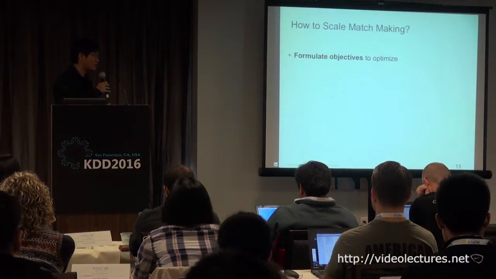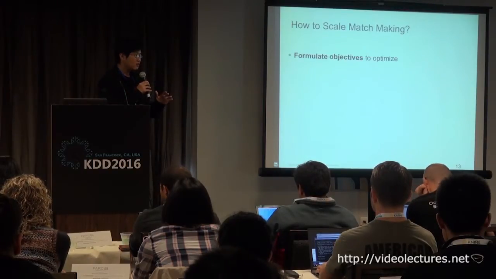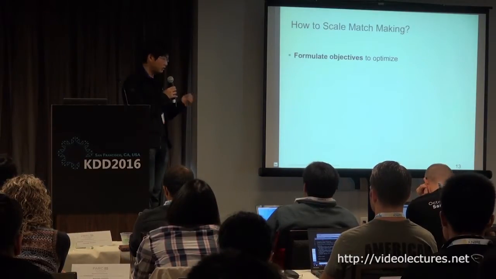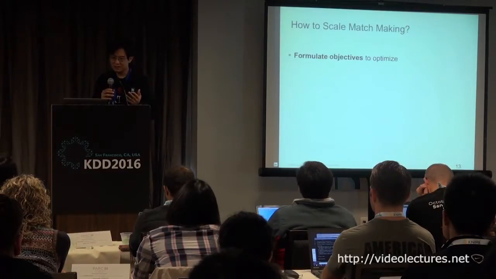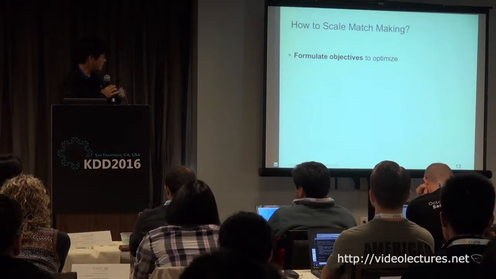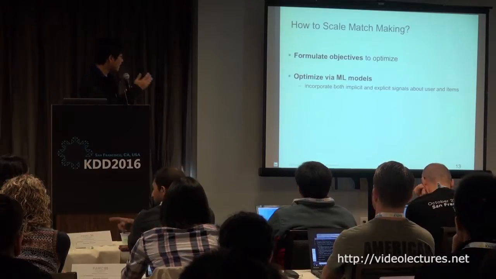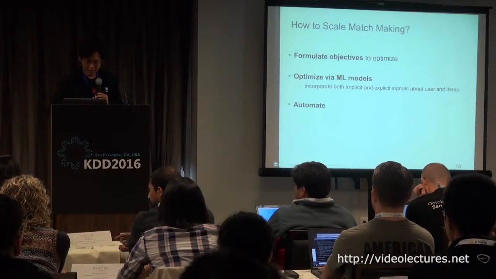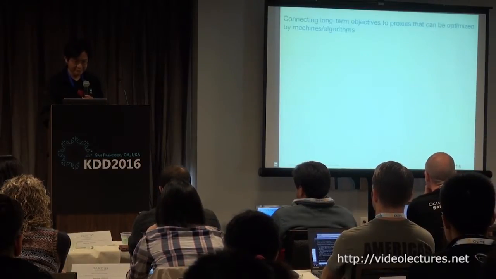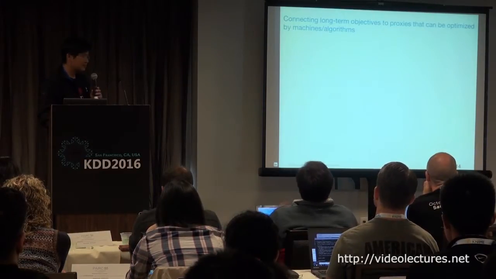In order to build a good recommender system, after we have features, we apply machine learning. The approach we take is the following. We first formulate the objective for the recommender system, and then we optimize the objective using machine learning methods. And then the whole thing needs to be automatic.